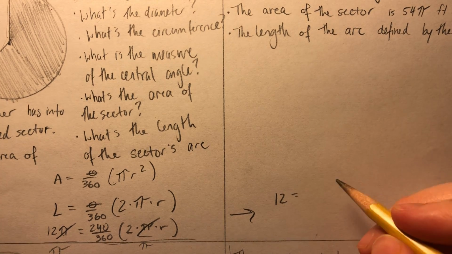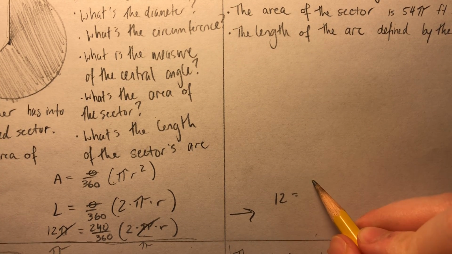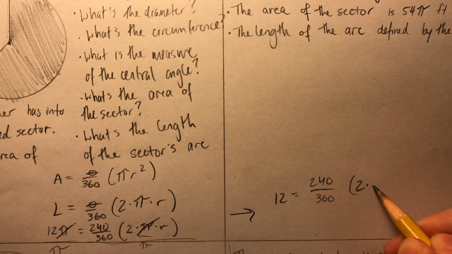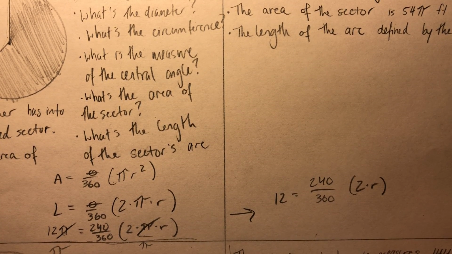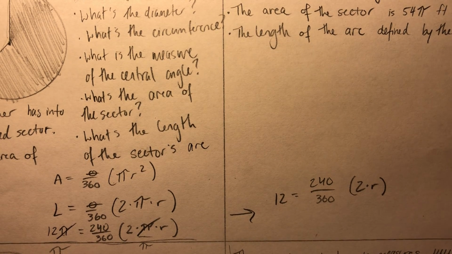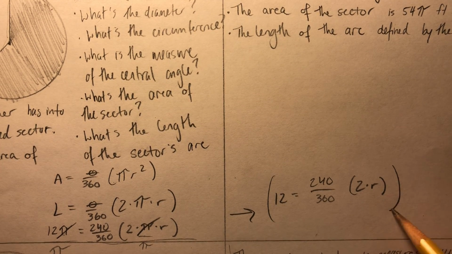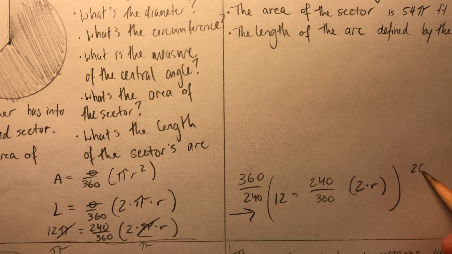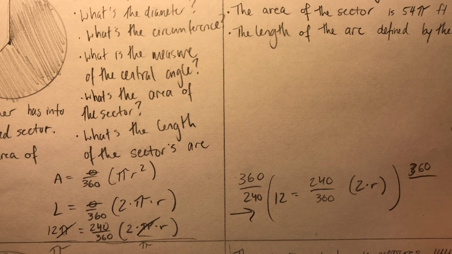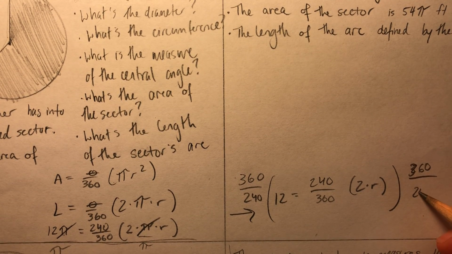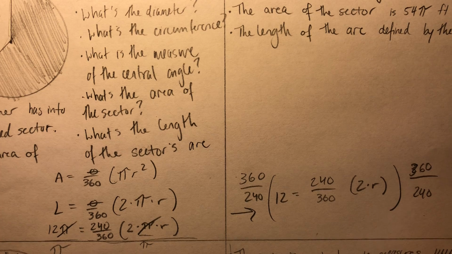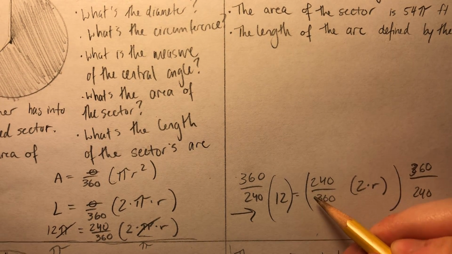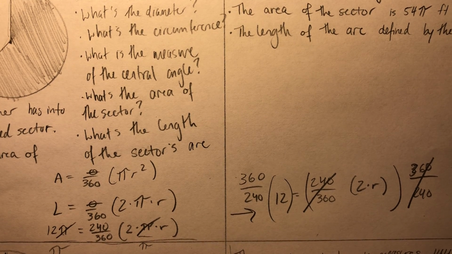All right, 12 is equal to 240 over 360 times 2 times r. Now I want to get rid of this big fraction. My favorite way of getting rid of fractions is multiplying both sides by the reciprocal. The reciprocal, remember from our coordinate geometry unit, means the flipped version of the fraction. So if I multiply on the right side by 360 over 240, these are just going to cancel out.